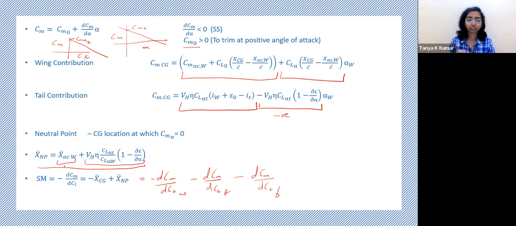Static margin is a measure of the stability of an aircraft. It is the difference between the neutral point and the CG. The larger the static margin, the more stable the aircraft is. If you bring the CG to the neutral point, your static margin becomes 0 and the aircraft is neutrally stable.